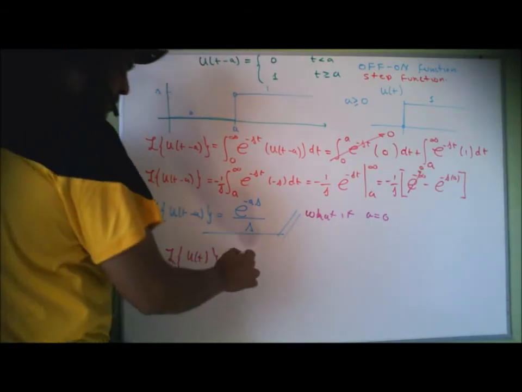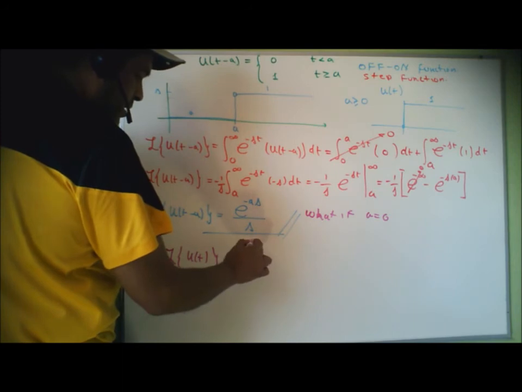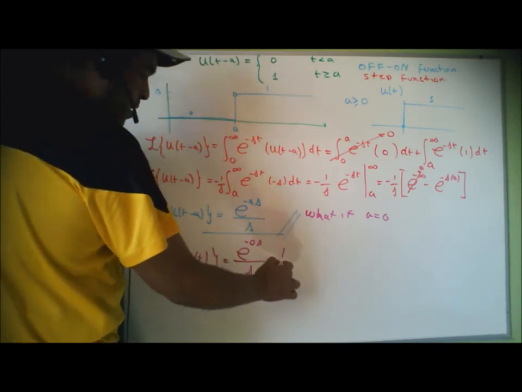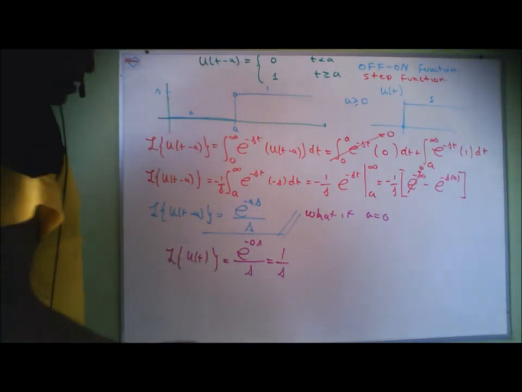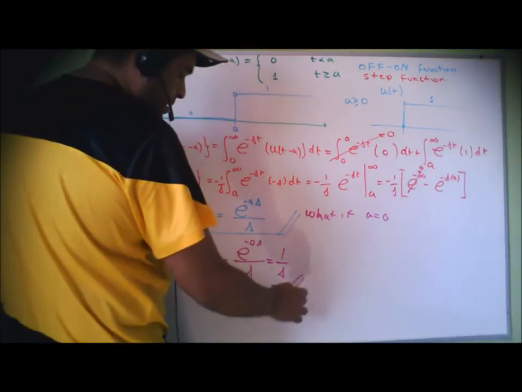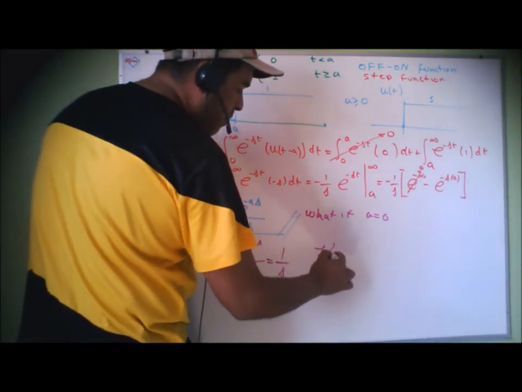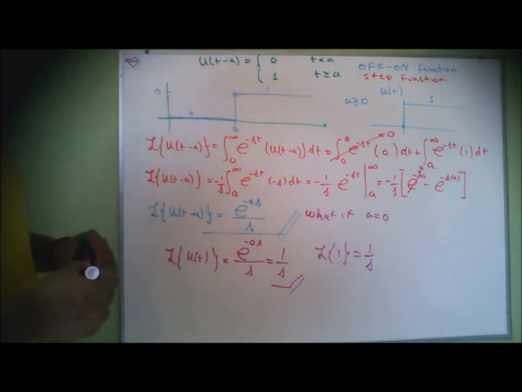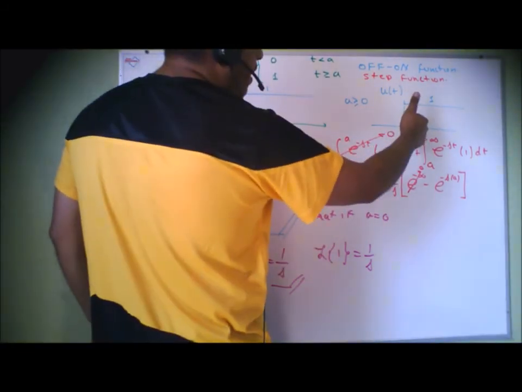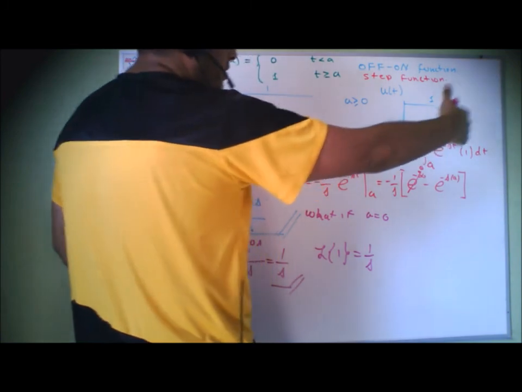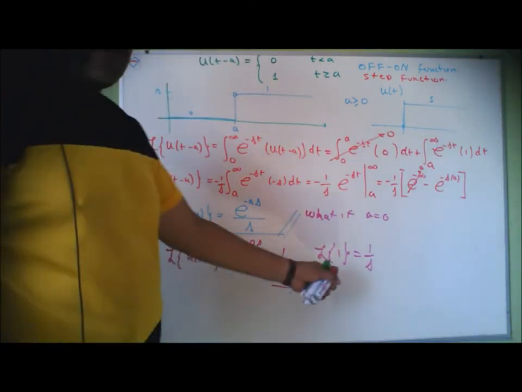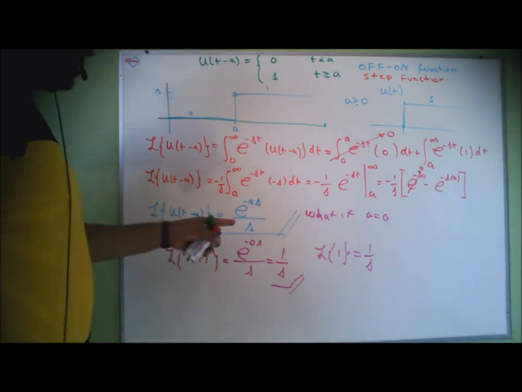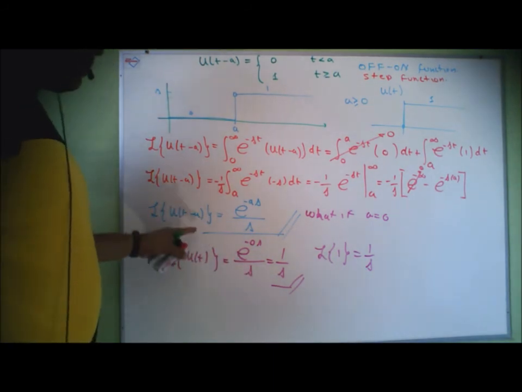This is on the left side, but on the right side it is equal to exponential minus 0 s over s. Exponential of 0 happens to be just 1. So this is 1 over s. Now, I'm sure you have seen this Laplace transform: the Laplace transform of 1 equals 1 over s. It makes sense because it is just 1 after t equal to 0, so it's the same as the Laplace transform of 1. This is just to test that the formula actually makes sense when a is equal to 0.